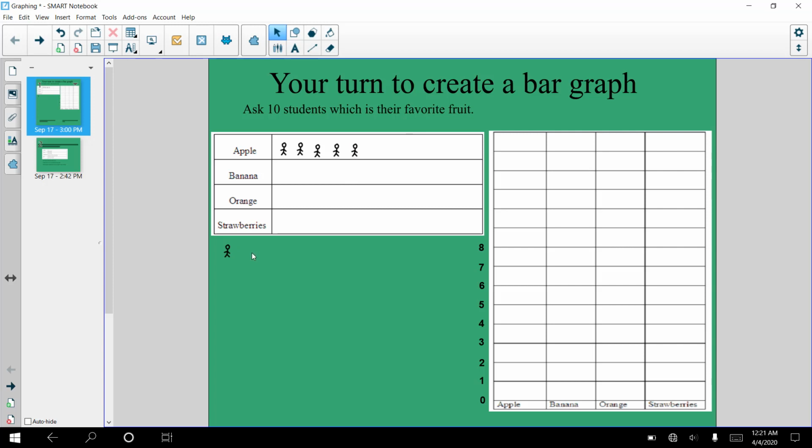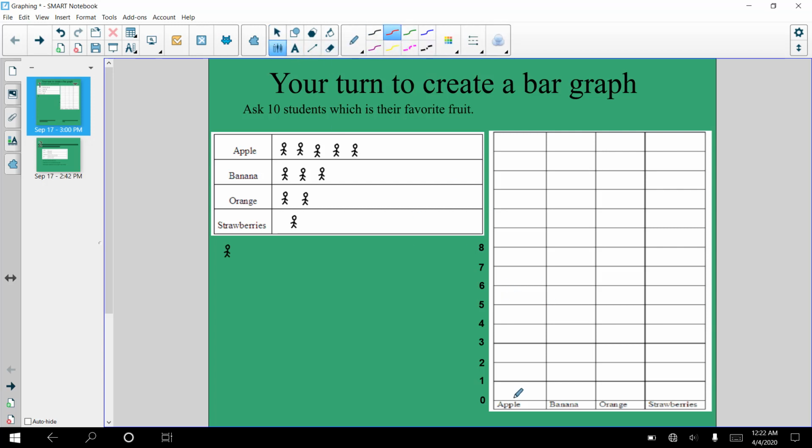So how many students like bananas? Let's say I have 3 students who like bananas. 1, 2, and 3. How many students like orange? I have 2 students who like orange. 1 and 2. And strawberries, I have only 1 student who likes strawberries. Now I have collected my data in my table. I want to create my bar graph. I will color my bar graph depending on my collected data.